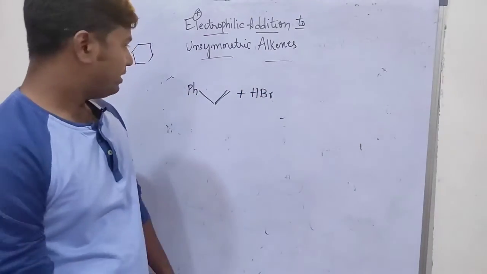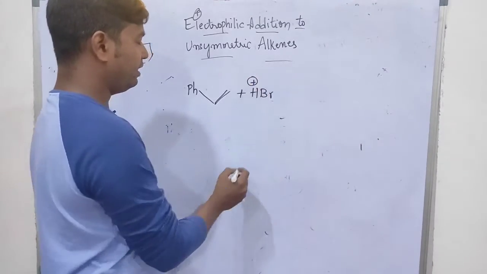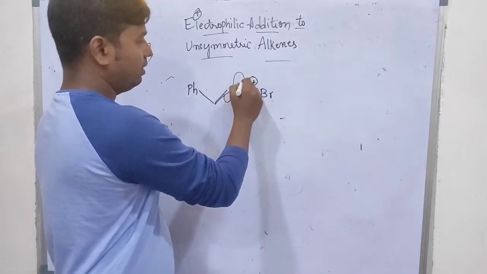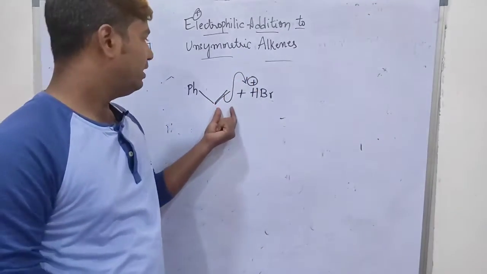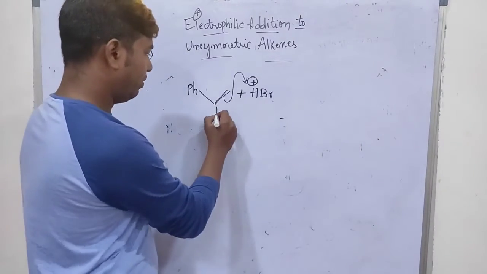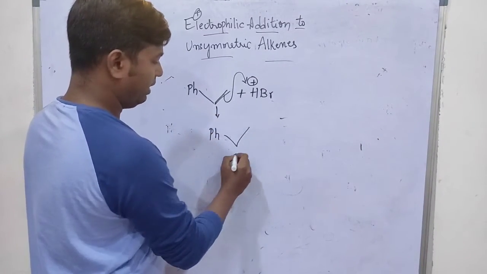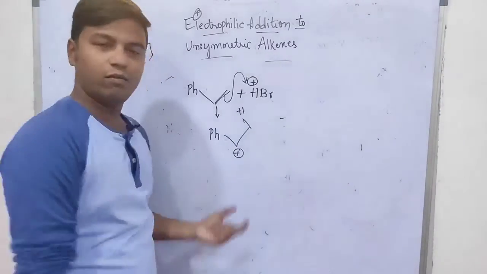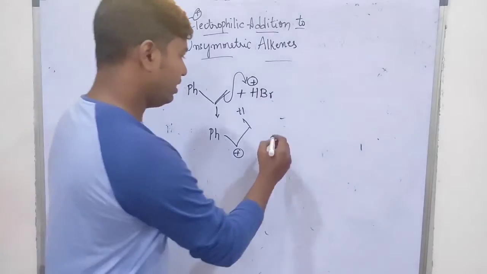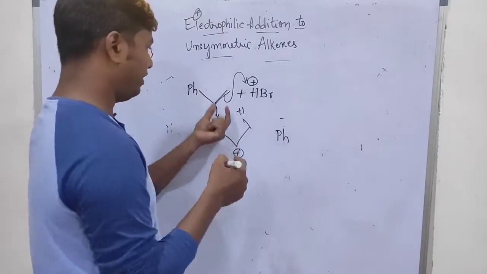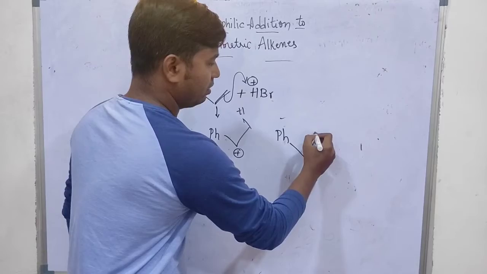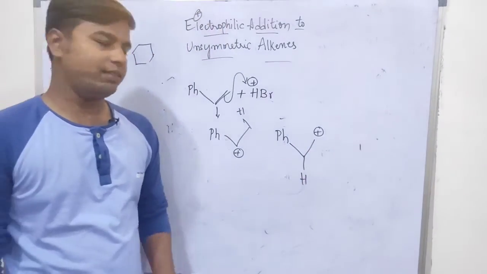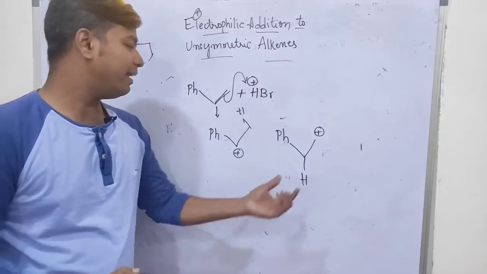Now we will see, if this H plus is going to attack here, what is happening? The electrons are transferred from this double bond to this proton, and it forms a carbocation here, with hydrogen added here. One is this possibility, and the other possibility is the formation of the carbocation here if it is attacking here. So the carbocation is formed here and the hydrogen is added here, right?